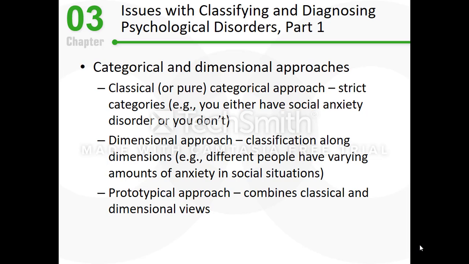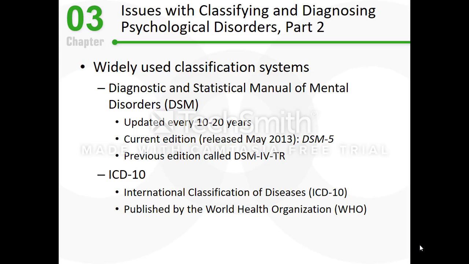So there are categorical and dimensional approaches. The current DSM system is both a categorical and dimensional approach. Now, the pure categorical approach is what we used to do, and it was very much that you either had the symptoms and therefore had the disease or disorder, or you didn't. In the dimensional approach, you're classified along dimensions. In other words, people have differing amounts of that particular disorder. And the prototypical approach that we're trying to accomplish now in psychology is a combination of both of those things.